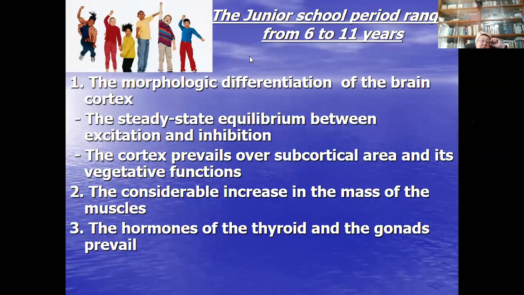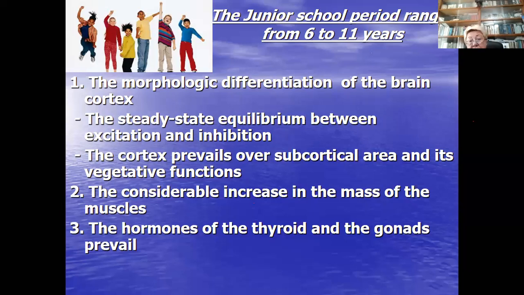The next period, the junior school period, ranges from 6-7 to 11 years. In this period, we can see the morphological differentiation of the brain, a steady state equilibrium between excitation and inhibition, and the cortex prevailing over the subcortical area and its vegetative function. We can see a considerable increase in the mass of the muscles, and hormones of the thyroid and gonads prevail.